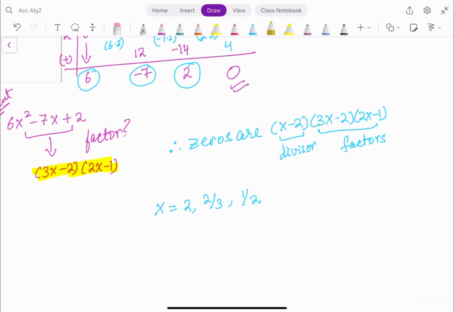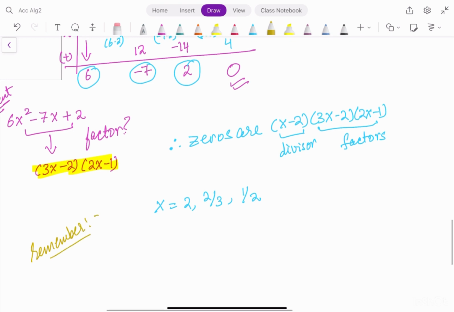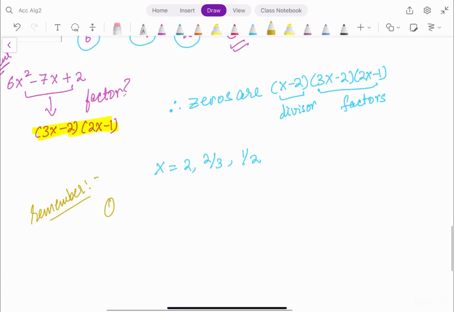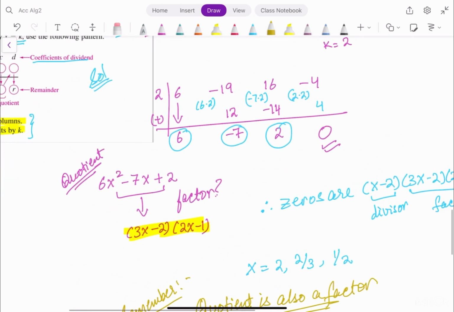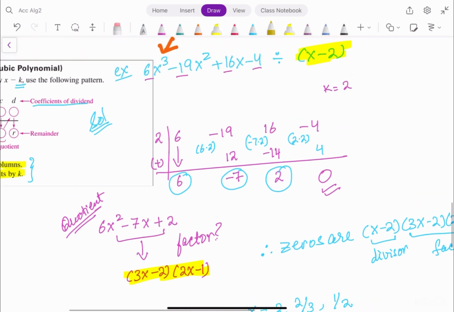So when you try synthetic division on your own with your own hand, it might seem a little bit messy, but after 1 or 2 questions, it is quite smooth and you will have fun with synthetic division. But remember, the quotient is also a factor. I want you to try one problem on your own and see how the synthetic division will go.